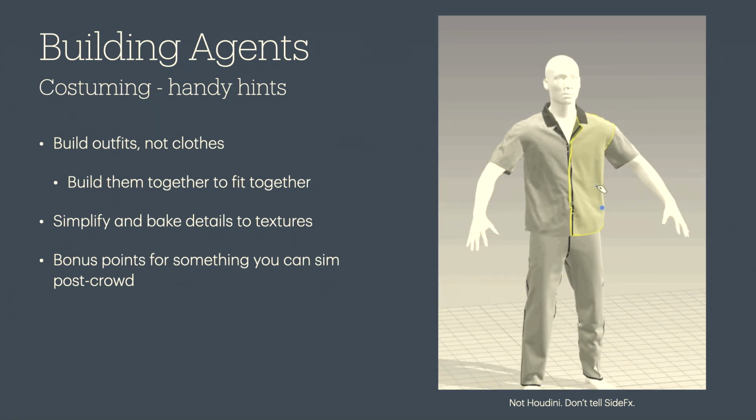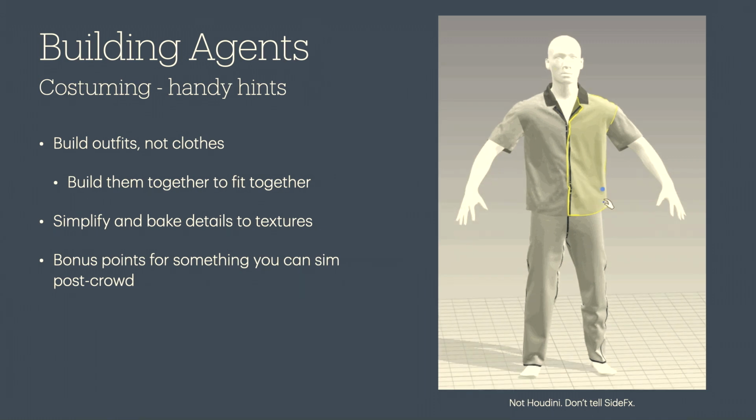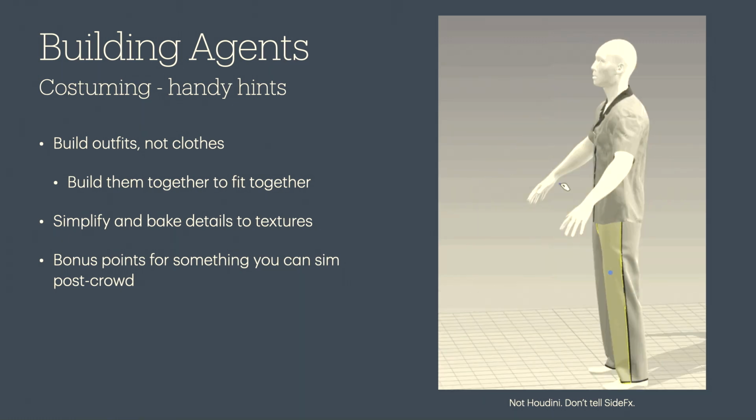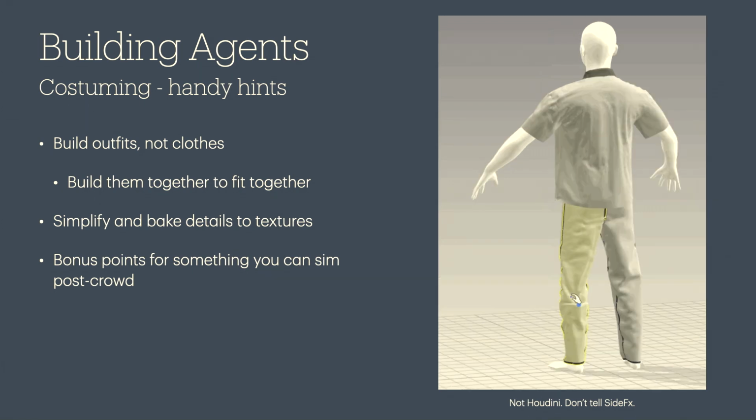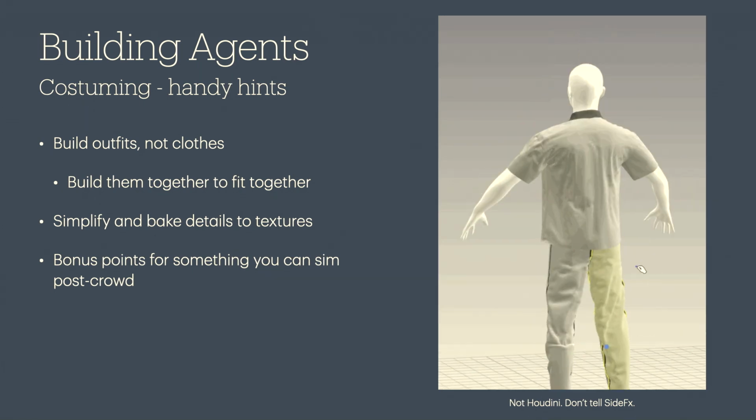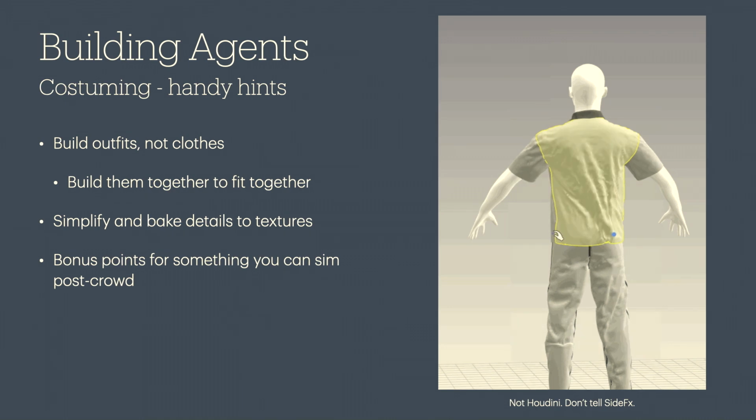Simplify things. No mesh buttons, belt loops, shoelaces, that's kind of LOD zero stuff. Possibly detail we would bake into some texture maps. A bonus goal is to have a mesh that could be simulated with minimal intervention if we're redraping for different body shapes or doing post-crowd sim work.